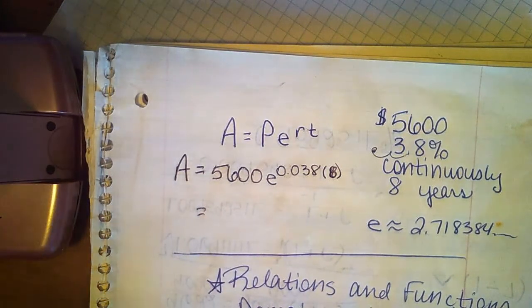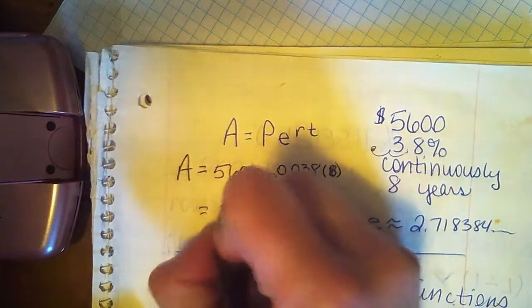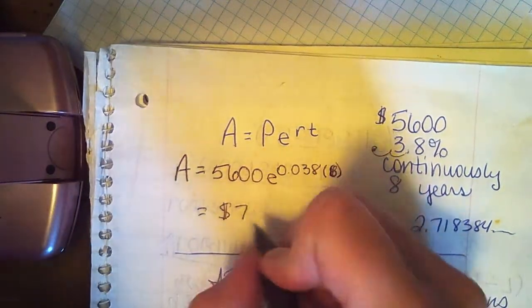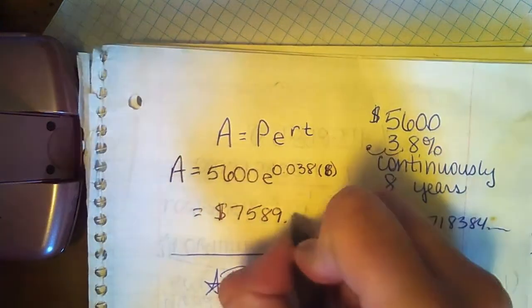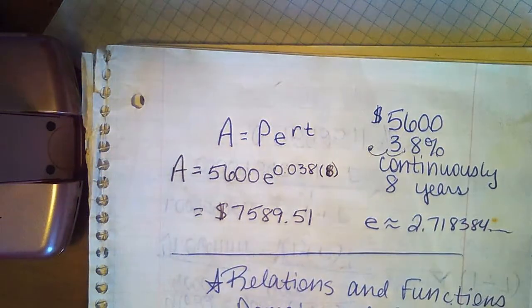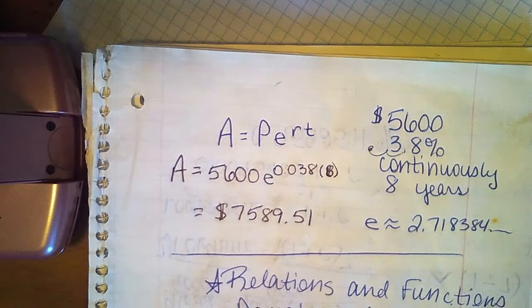That gives me an answer of, sorry, I just said that wrong, 7,589 and 51 cents. Okay, so that's the amount that you're going to achieve when that period of time is over.